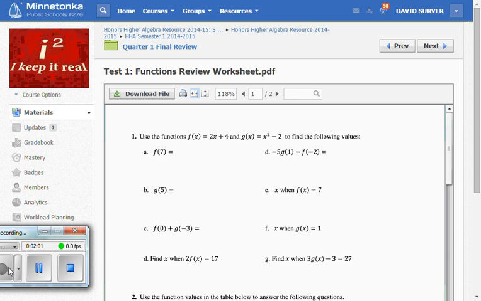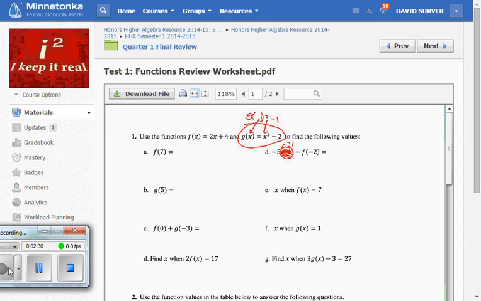G of 1, here's the G function. I put in a 1. G of 1 will be 1 squared minus 2. 1 minus 2 is -1. So I just figured out G of 1. It's -1. G of 1 would be -1. So now it's a -1 right there. Now can you see that it's -5 times -1?